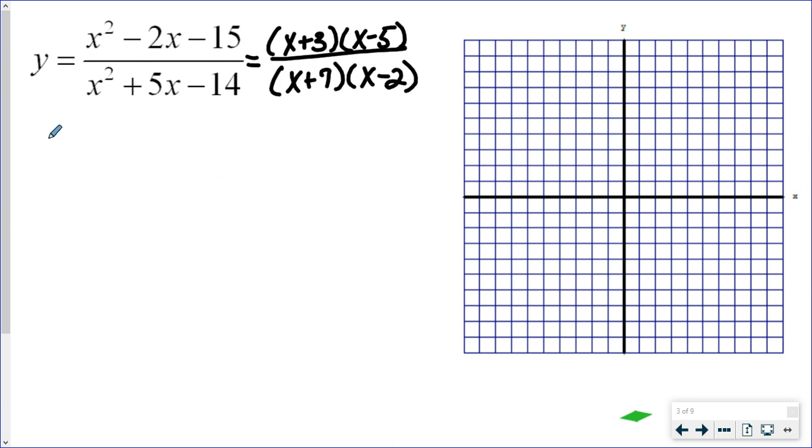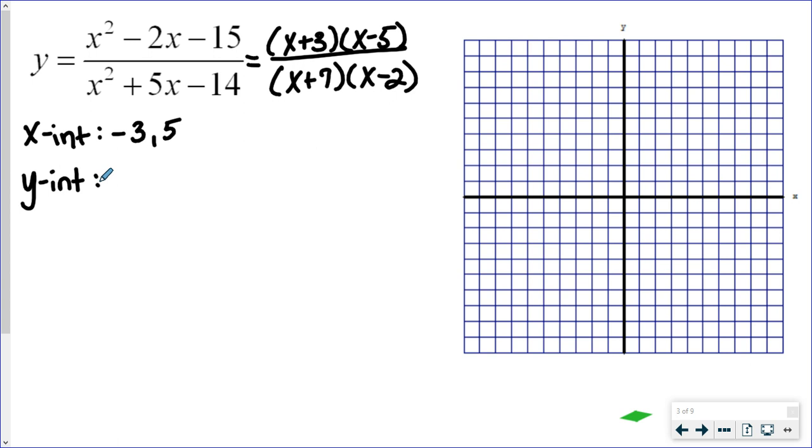All right, so step 1 says to find the x-intercepts. And we do that by setting the numerator equal to 0 and solving. All right, so what are my two x-intercepts here? Very good. -3 and 5. All right, then we find our y-intercept. How do I do that?